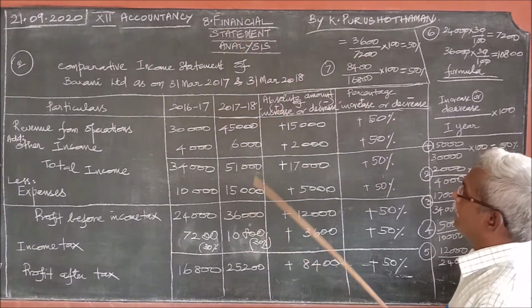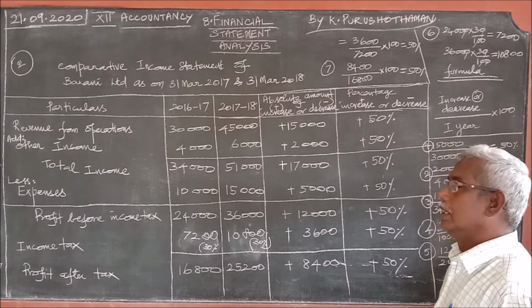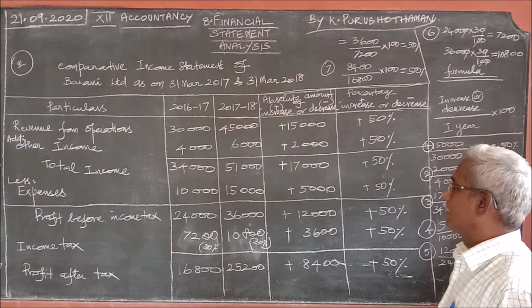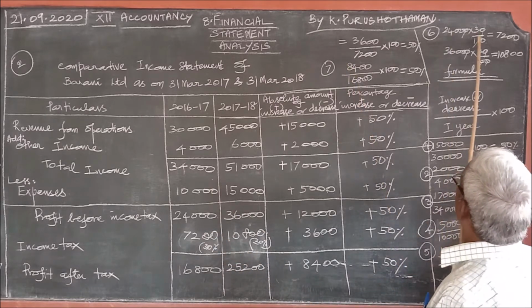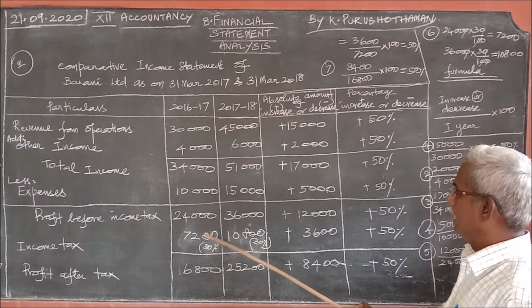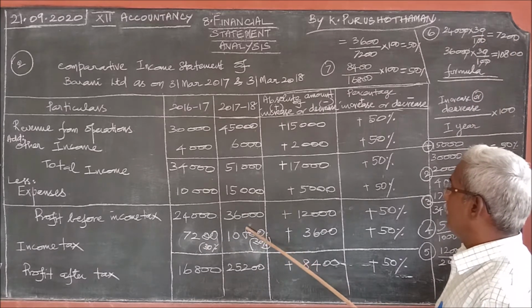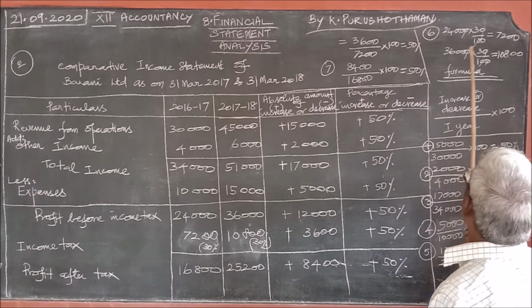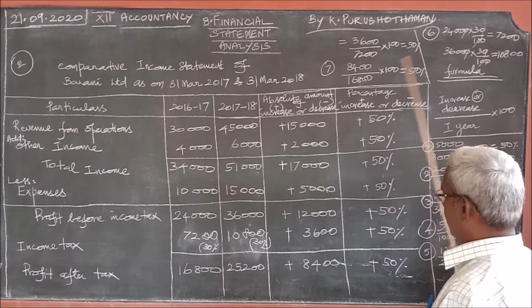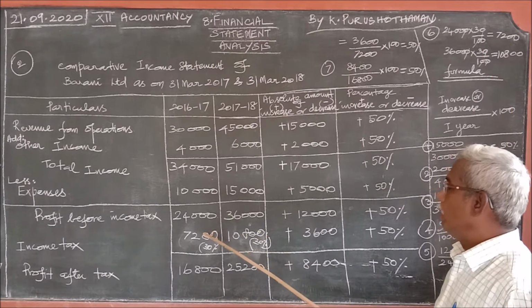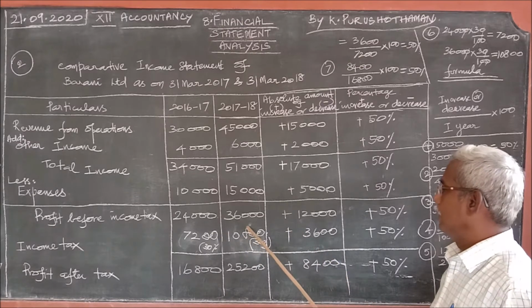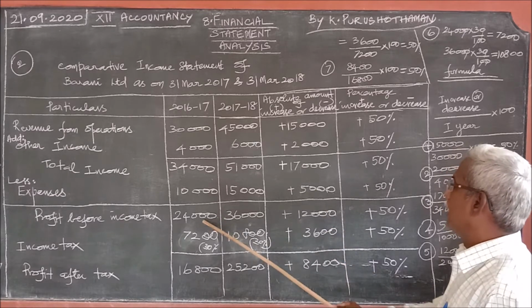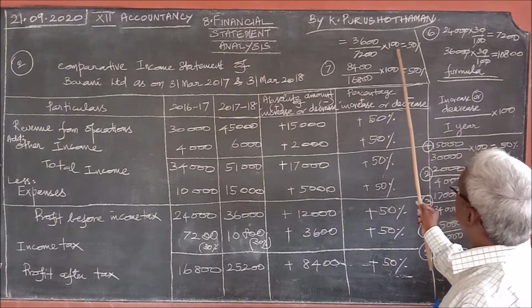How much profit earned during the first year? 24,000. For that, at the rate of 30%, what should be the income tax? 24,000 into 30 by 100, 7,200. For the second year, for 36,000, second year also the tax percentage is 30%. Therefore, 36,000 into 30 by 100, 10,800. So, how much is the increase in income tax? 10,800 minus 7,200, 3,600. Therefore, increase by first year into 100, 50%.